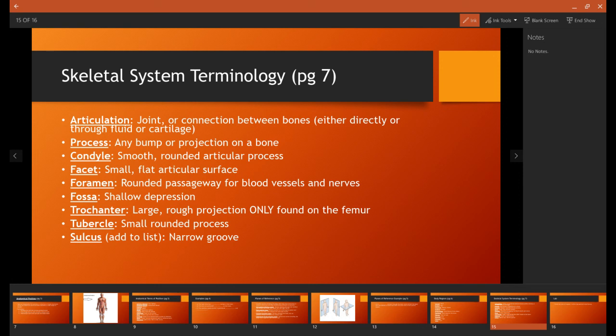A facet is going to be a small, flat, articular surface. So again, this is just going to be a really small, smooth, flat area where a bone's going to touch another bone. A foramen is going to be a rounded passageway, so it's going to be a hole specifically for blood vessels and nerves to be able to travel through. A fossa is just going to be a shallow depression in a bone.